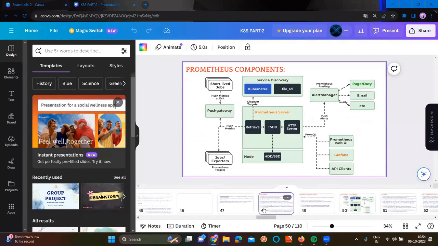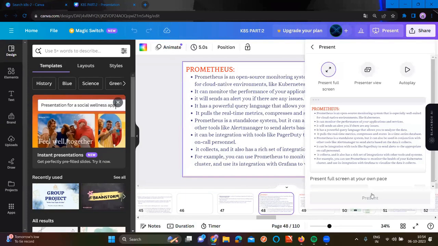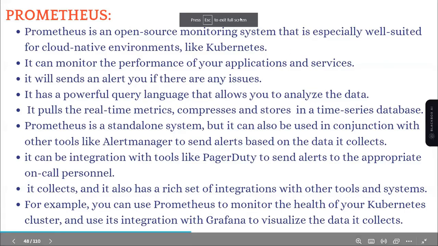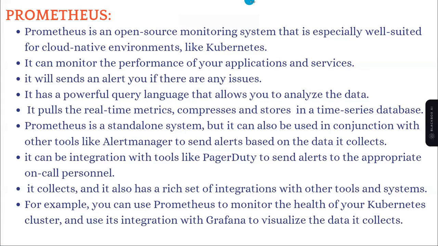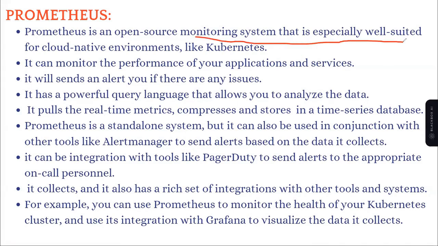So here you can see something about Prometheus. Guys, listen to the concept here carefully. It is going to be like a theory. Basically, this much theory is not required, but I'll tell it just to understand what is what. So basically, Prometheus is an open source monitoring system that is especially well suited for Kubernetes clusters. Of course, you have still a lot of tools, but Prometheus is basically the best option to monitor Kubernetes clusters. It can monitor the performance of your application and services.